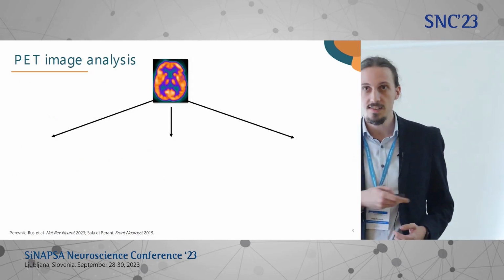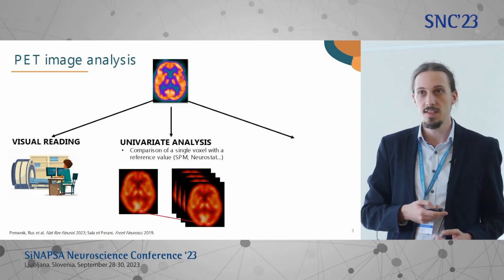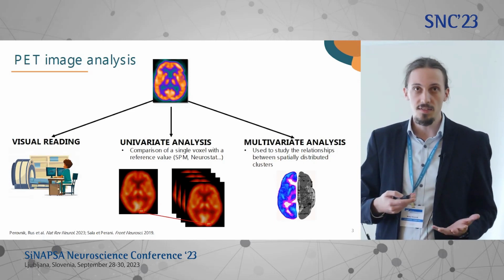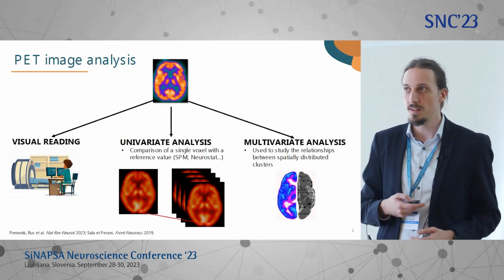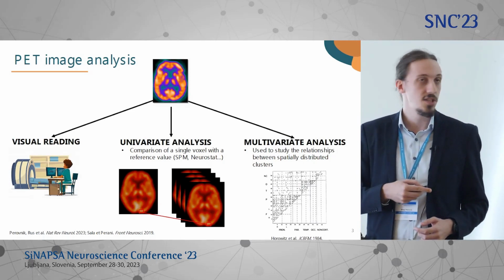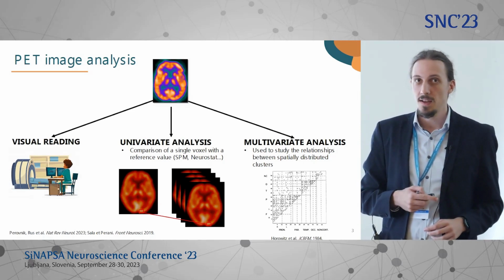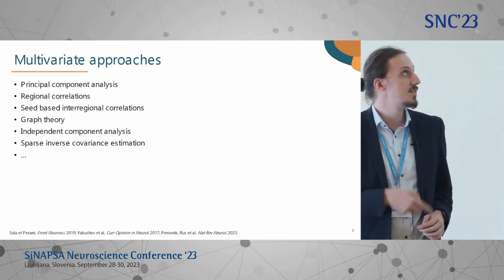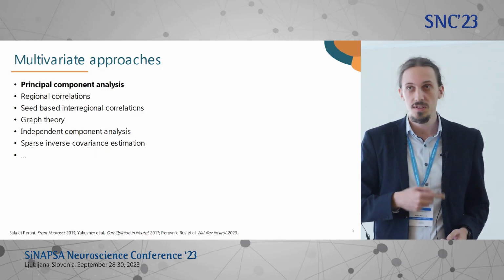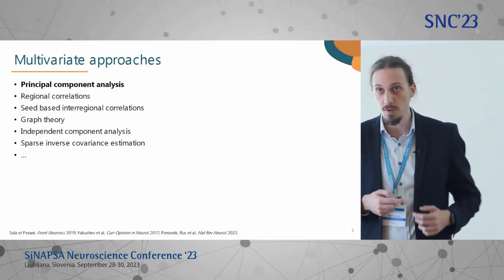Scans can be analyzed in various ways: first with visual reading, then univariate analysis that we heard a lot about, and multivariate analysis. This is not a novel concept, and as was already mentioned in the previous talks, multivariate analysis has been used to study the relationship between these spatially distributed clusters since the 80s. We have various multivariate approaches that we can use, and I'll focus on principal component analysis in the next couple of minutes.